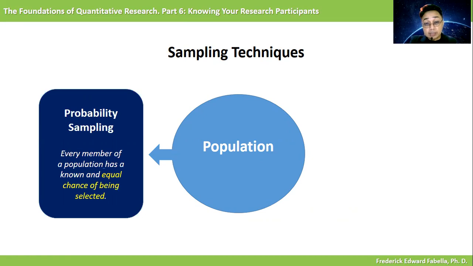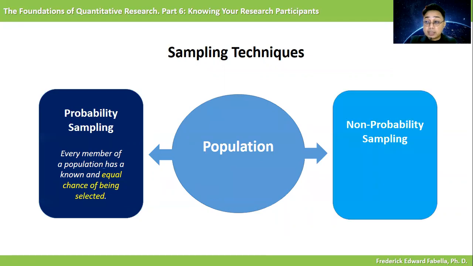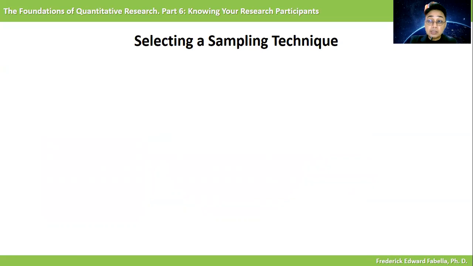It is a type of sampling wherein every member of a population has a known and equal chance of being selected. Or you can choose a sampling technique that is a non-probability sampling. And in non-probability sampling, the odds of any member being selected cannot be calculated. So how do you select a sampling technique?